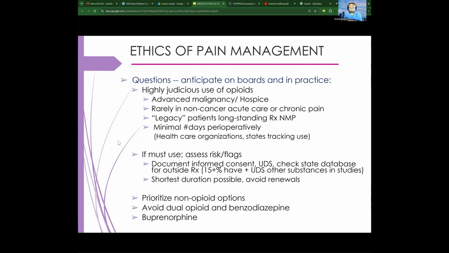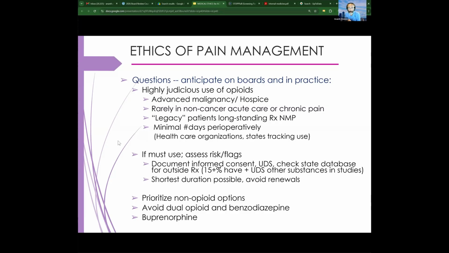Now, there are a lot of patients, and "legacy" might be a term we use for this, who have been on long-standing opiates. This is a very challenging area. Depending on the practice you go into, you might find yourself with a lot of these patients on your panel. I certainly did when I started practice. It's challenging, and we have to be very cautious.